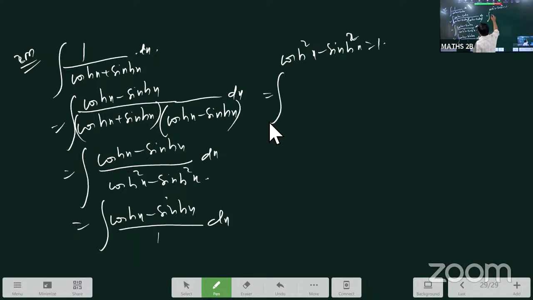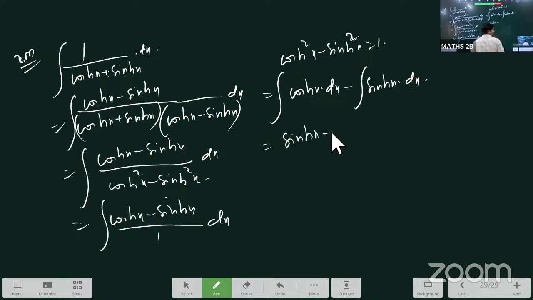Now, integration of cos hx dx minus integration of sin hx dx. Integration of cos hx is sin hx. Integration of sin hx is cos hx plus c. This is your integration, which is very, very important for 2 mark. Yeah, like substitutions also.